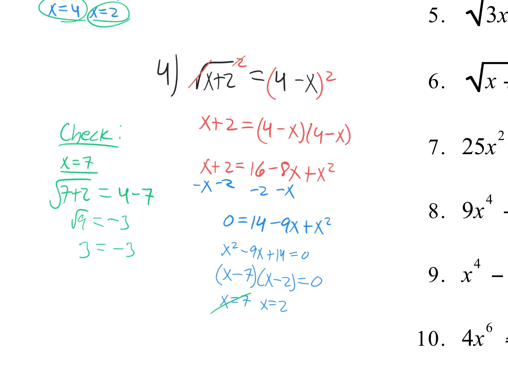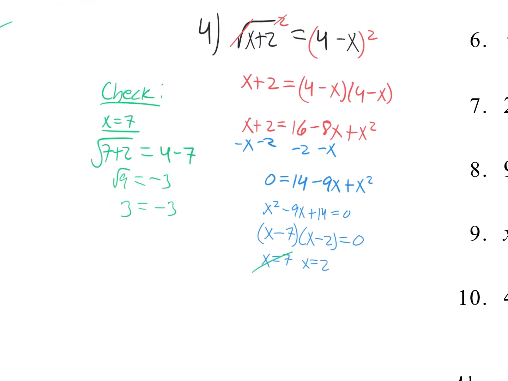And now let's plug in 2. Just because one doesn't work doesn't mean the other will. You have to check both. So x equals 2, you want to check it's going to be 2 plus 2 under a radical equals 4 minus 2. And then 2 plus 2 is 4, so the square root of 4 is 2. Is that true? Yeah, we get 2 equals 2. So x equals 2 is our only solution here.